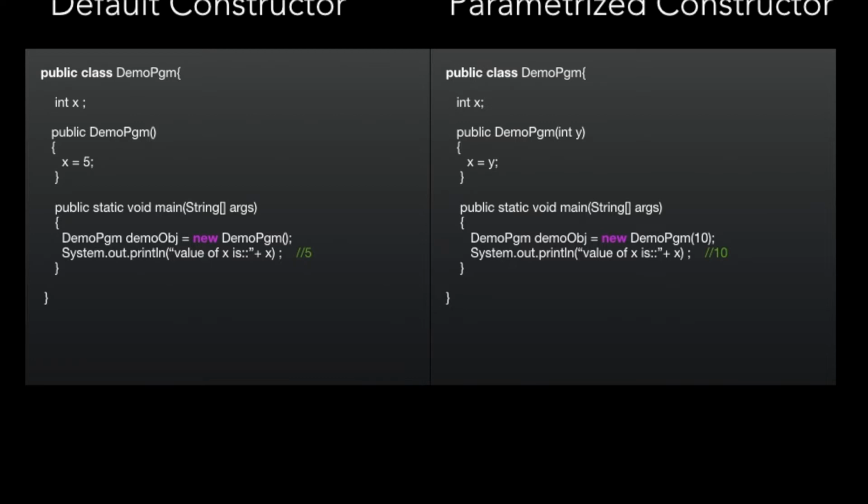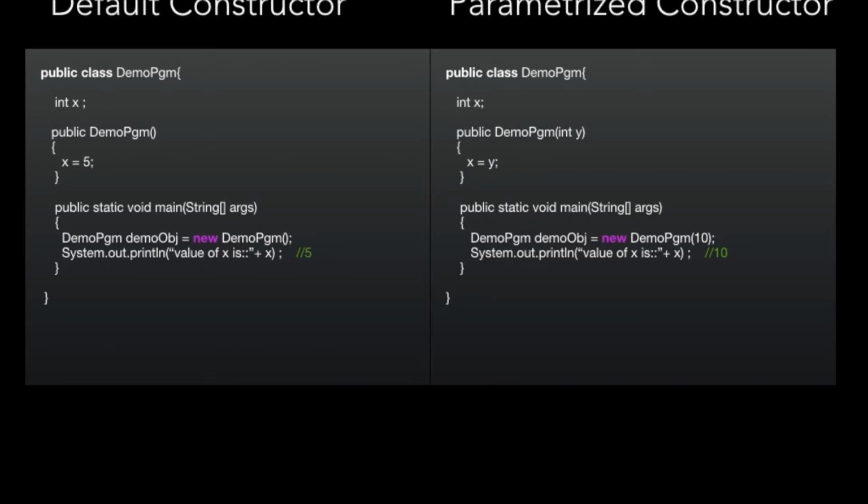In my main method, you can see I have used the new operator to create an object here, and besides the class name, I am passing an integer value. This is the parameter that I am passing to my constructor. In this example of a parameterized constructor, I'm passing the value 10. Whatever value you pass as y needs to be assigned to my variable x. So at this moment, the value of x is 10 in this program. When I print the value of x, the result is 10 and not 5.